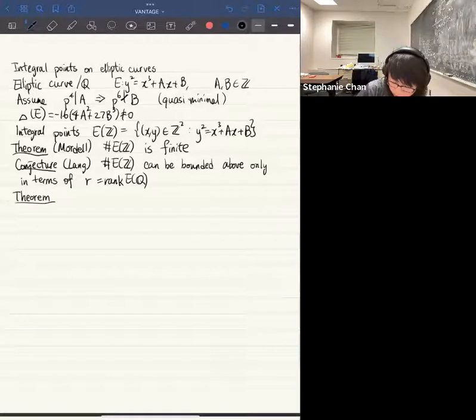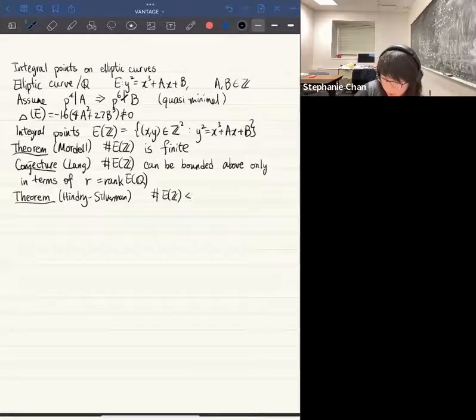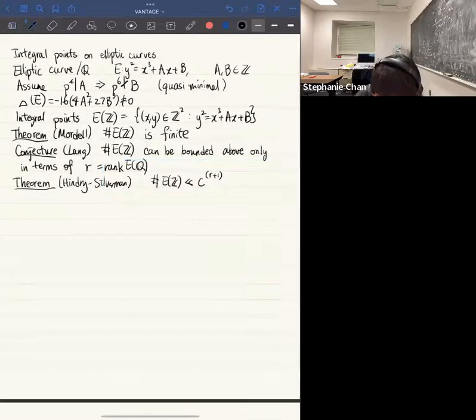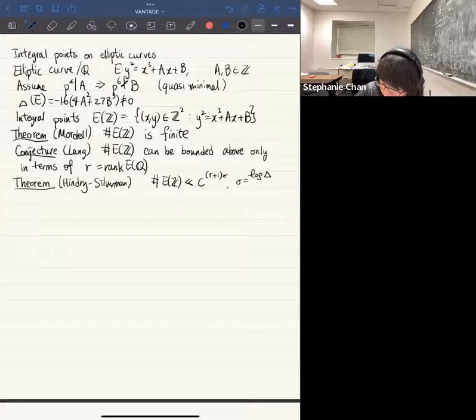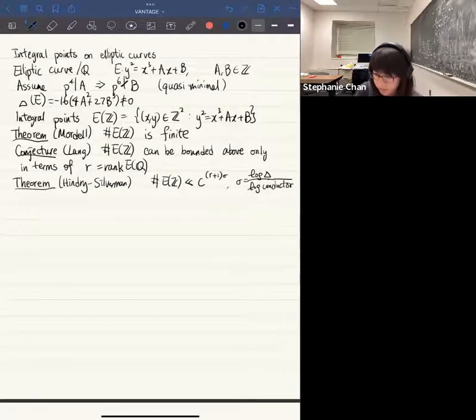One of them is a theorem by Hindry and Silverman. They obtain an upper bound of the form: the number of integral points is less than a constant to the power of rank plus one times the szpiro ratio, which I'll denote as sigma. Here, sigma is the szpiro ratio, that is, log of the discriminant over log of the conductor. The szpiro ratio is conjectured to be bounded.